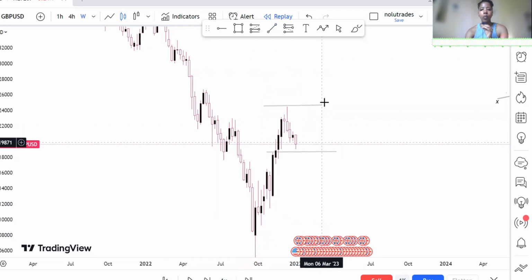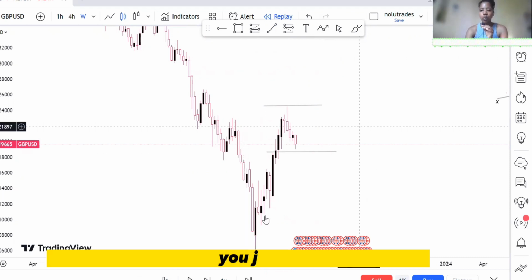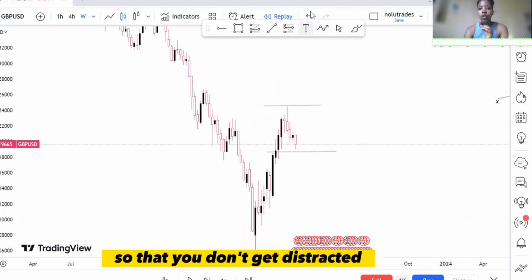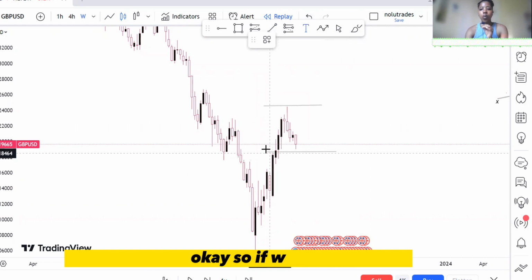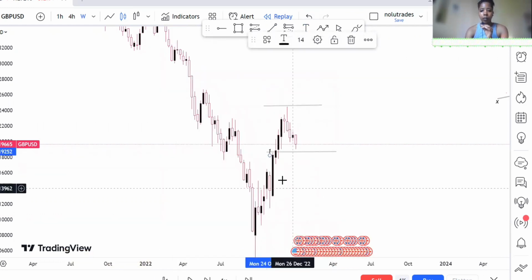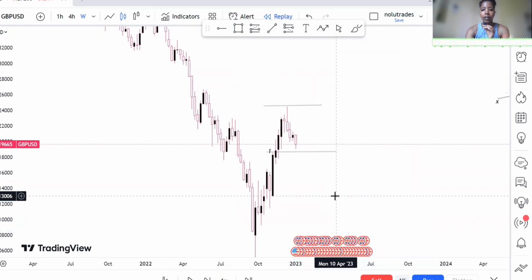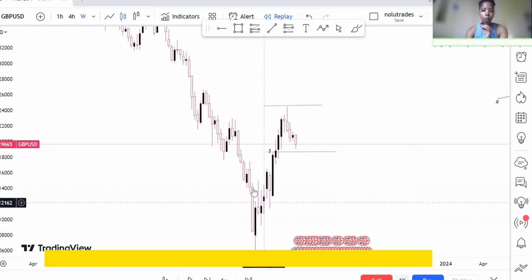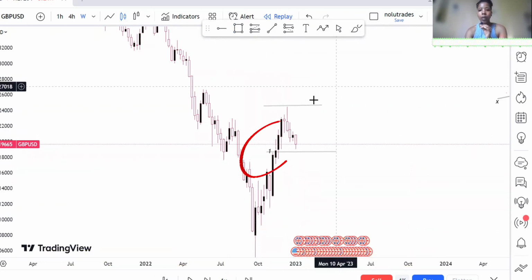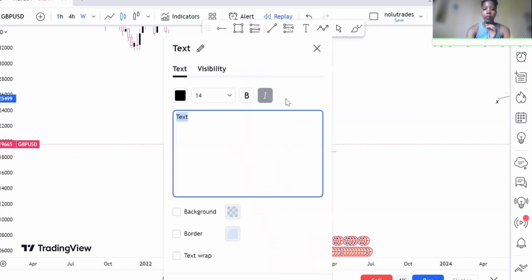This is all you're playing with. You don't need a lot going on in your chart. You don't need to write liquidity grabs and stuff like that. You just know what you're looking for, okay? So that you don't get distracted. So if we can say, this is number one. The X is right here, which is that. You don't need that, because the market is not going to go down all the way there when these orders open here. And then we can say we are looking for number two.